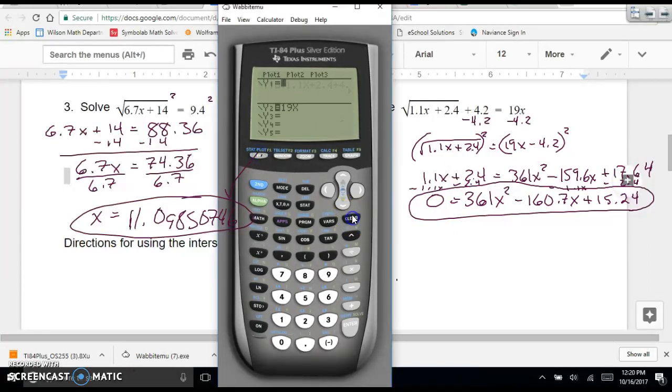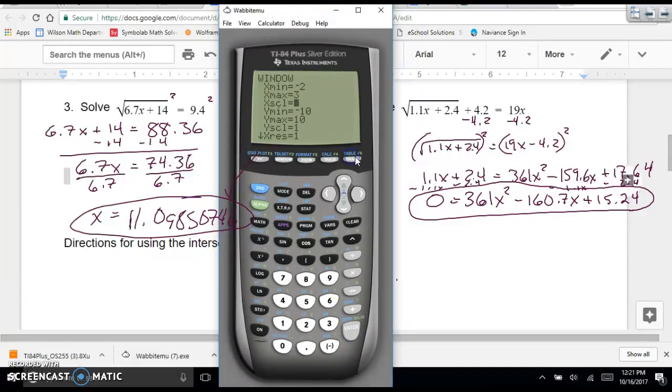So I go to y equals, I'm going to clear. So I have 361x squared minus 160.7x plus, oh, that's definitely not a plus, 15.24. Go ahead and graph that. Okay, let me zoom in on that a little bit more. So we'll go -2 to 3, that's fine. And we'll basically find our zeros.